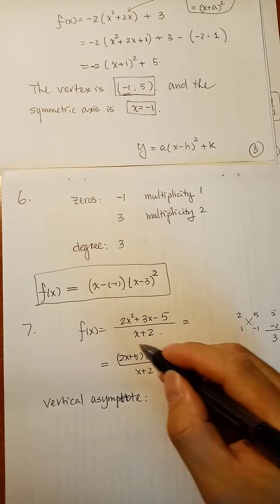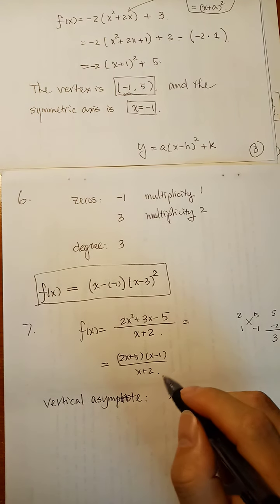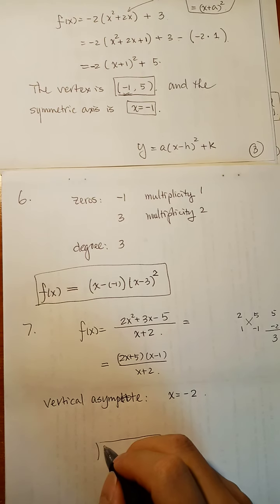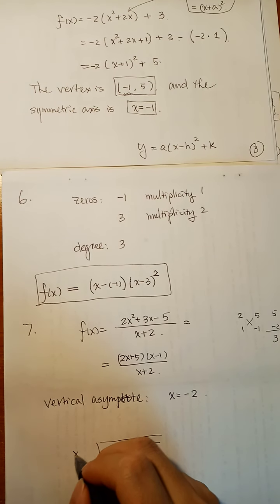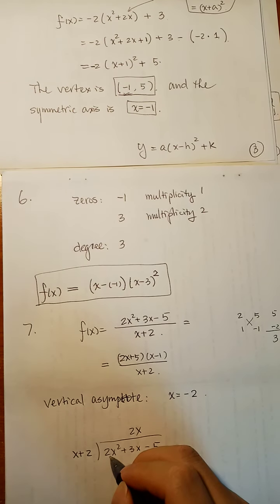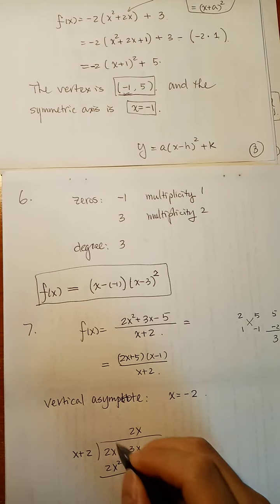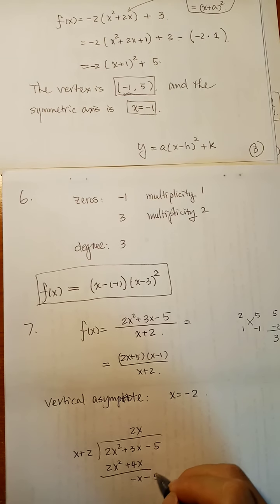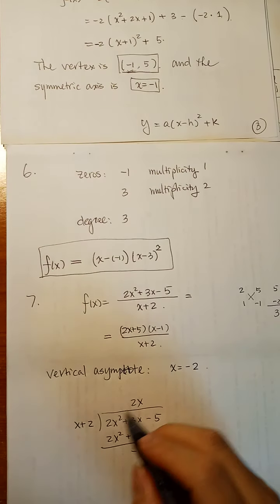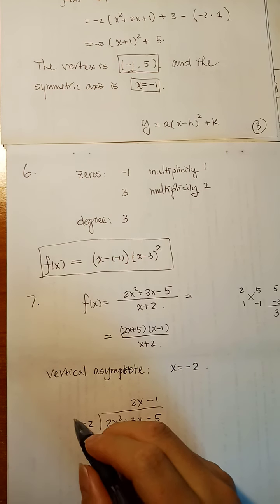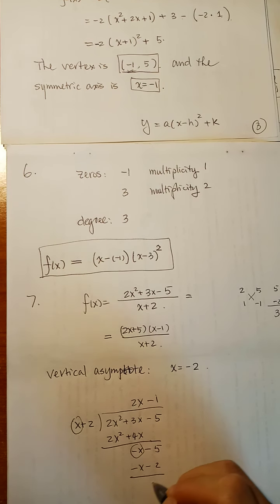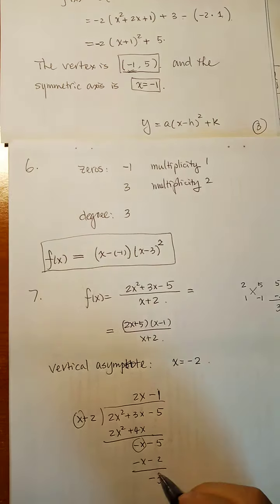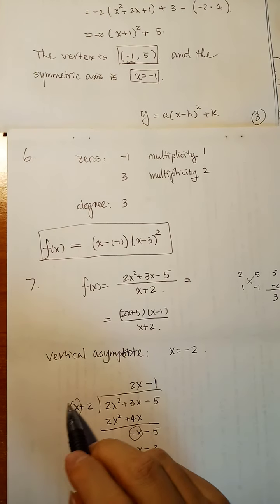To do that, this process is used to determine the vertical asymptote. To determine the horizontal or oblique asymptote, you need long division. So divide leading term by leading term, you get 2x. And then you do subtraction. And then divide the leading term by leading term, this term divided by x, you get negative 1. Negative 3. Okay, so now this degree is less than the degree of x plus 2.